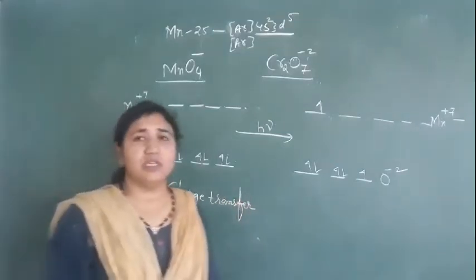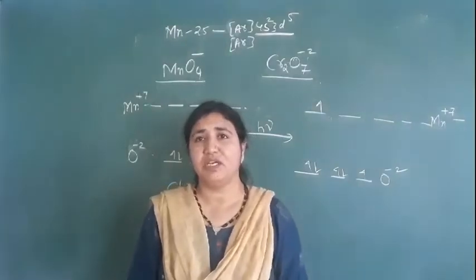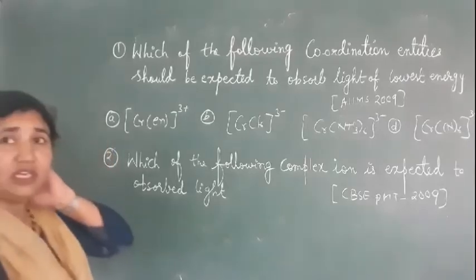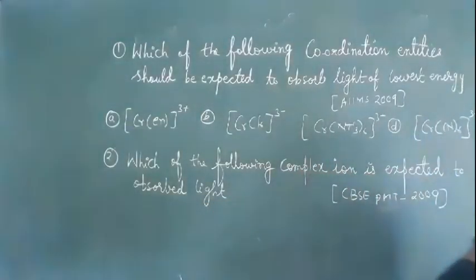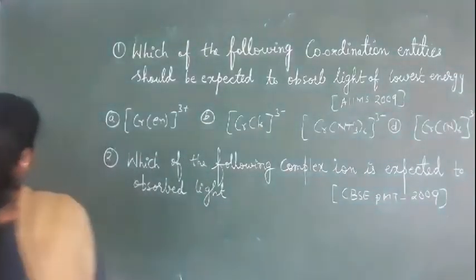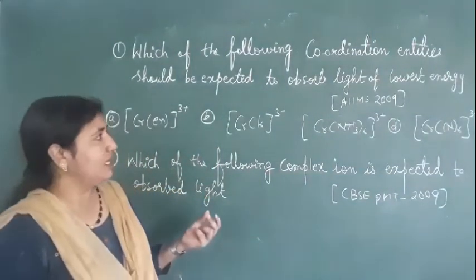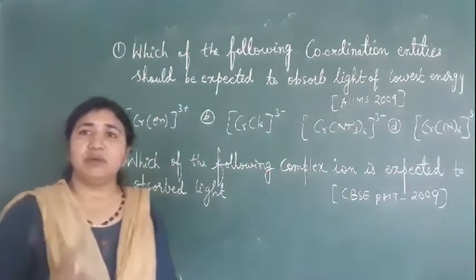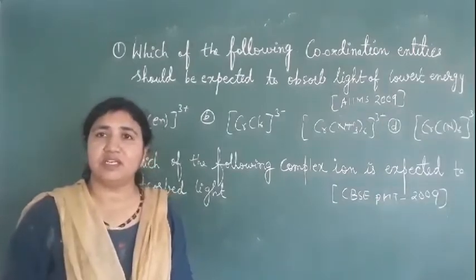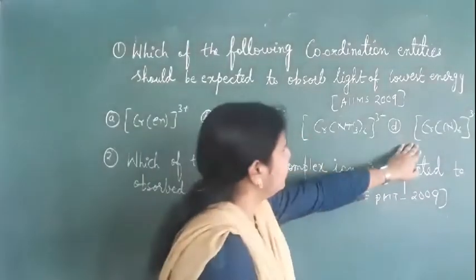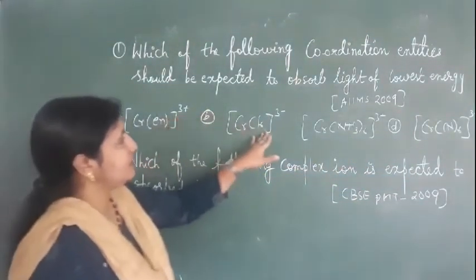Okay, now we are going to see questions based on this color formation, how they can ask the questions. See here how they will ask the question: which of the following coordination entities should be expected to absorb light of lowest energy? Lowest energy. Among these compounds, which complex compound will absorb the lowest energy? The one whose splitting energy is less will absorb the lowest energy. So we have to see here that the metal is the same and the oxidation state is also the same, plus 3, plus 3, plus 3, plus 3.